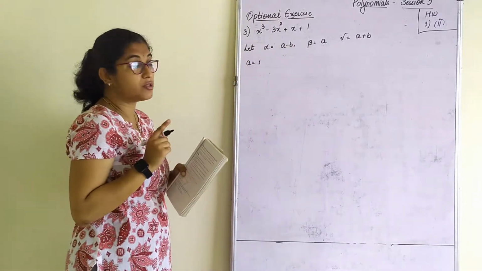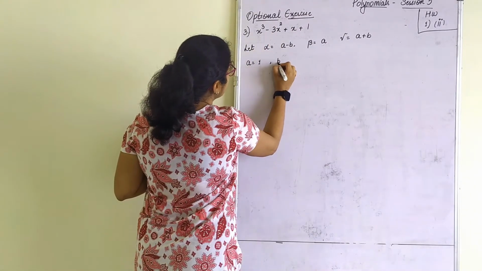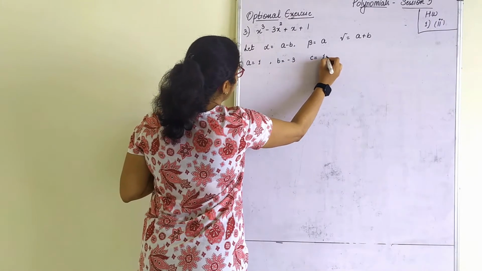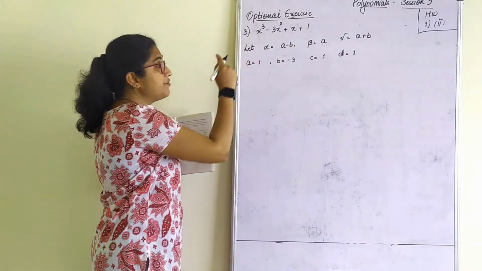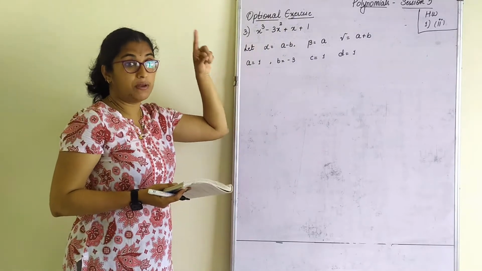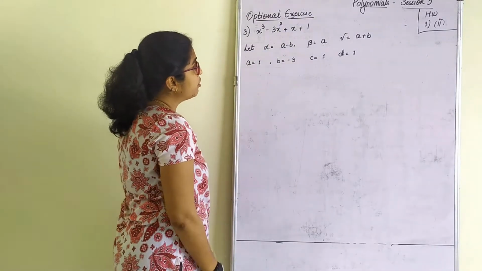Do not get confused with that. So a is equal to 1, b is equal to minus 3, c is equal to 1, and d is equal to 1. This one is different from what we have written. This is by equating the equation to ax cube plus bx square plus cx plus d. Yes. So let's find the value of a and b.